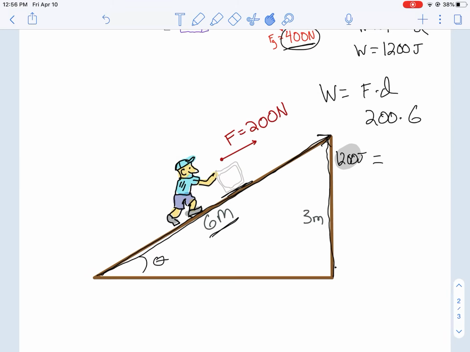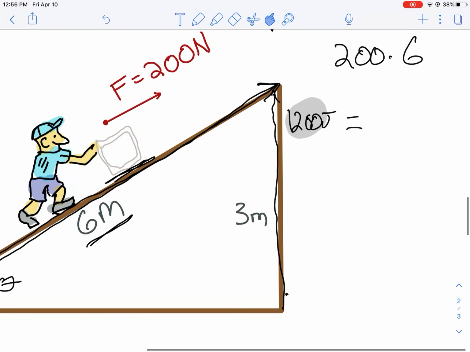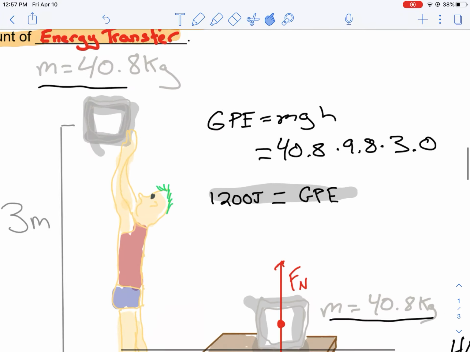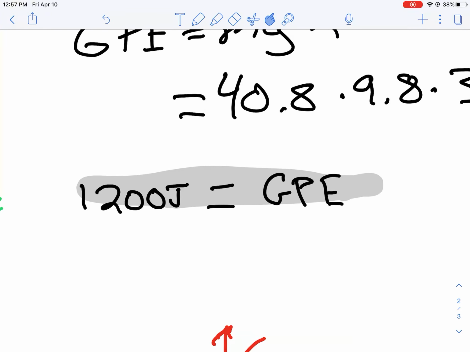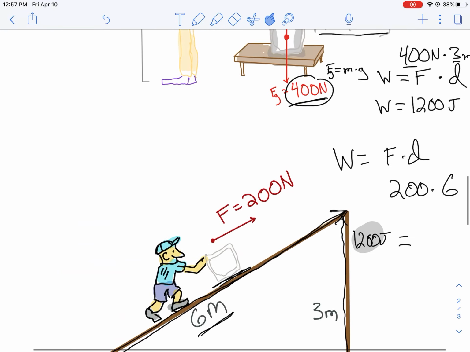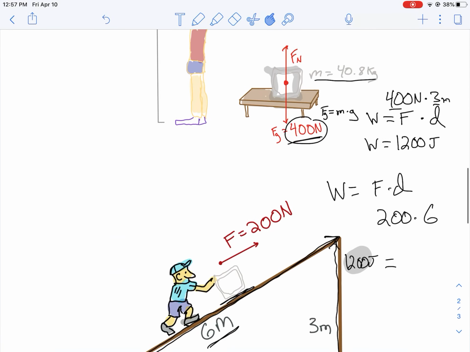Hopefully your handwriting is better than mine. Which is the same amount. So you can either lift the ice block up to that height or slide it up a ramp. Either way, you have got to achieve that GPE of 1,200 joules. And so think about the amount of energy it takes to get these objects to their respective heights.